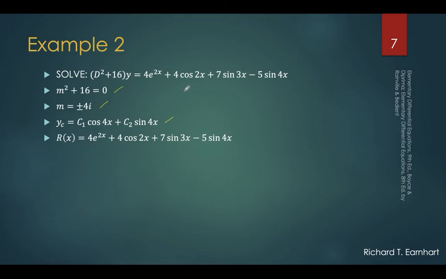Okay, so your r of x, we have 4 e to the 2x, 4 cosine 2x, 7 sine 3x minus 5 sine 4x. Okay, your a here is 2. Here 2 also. Your a here is 3. A here is 4.